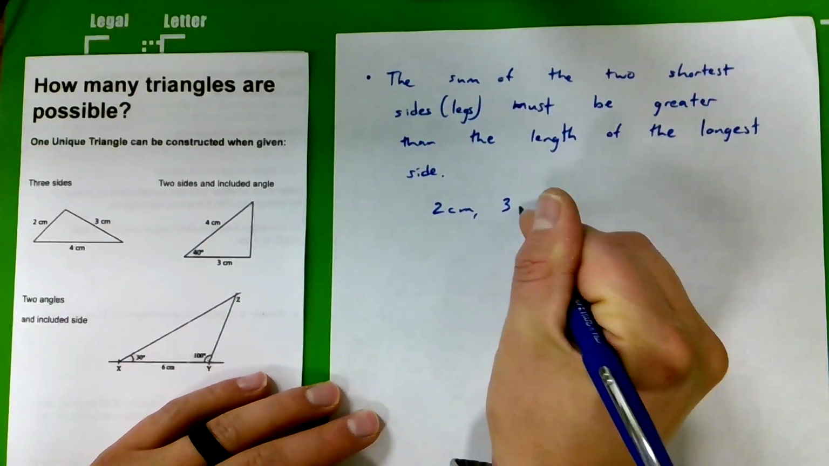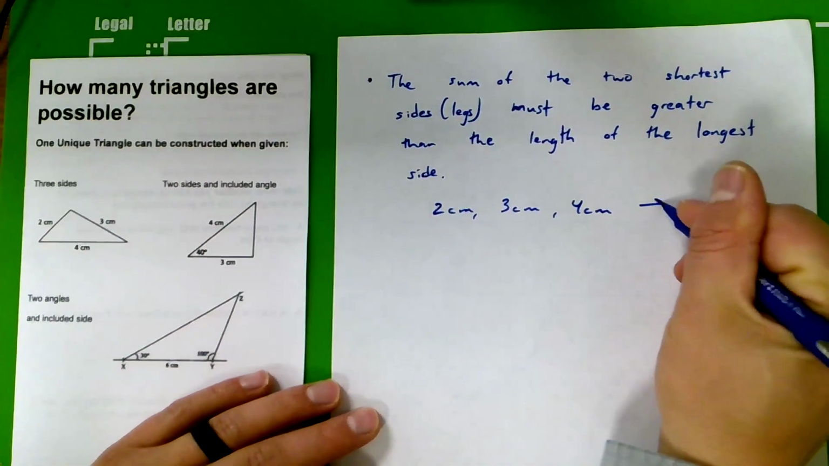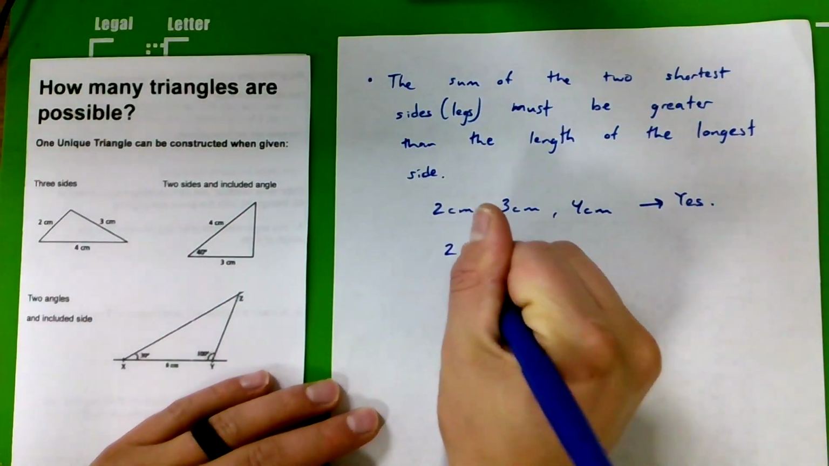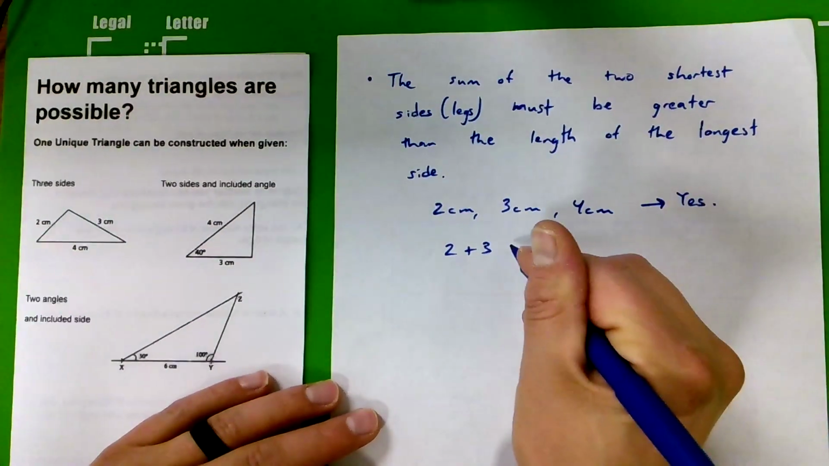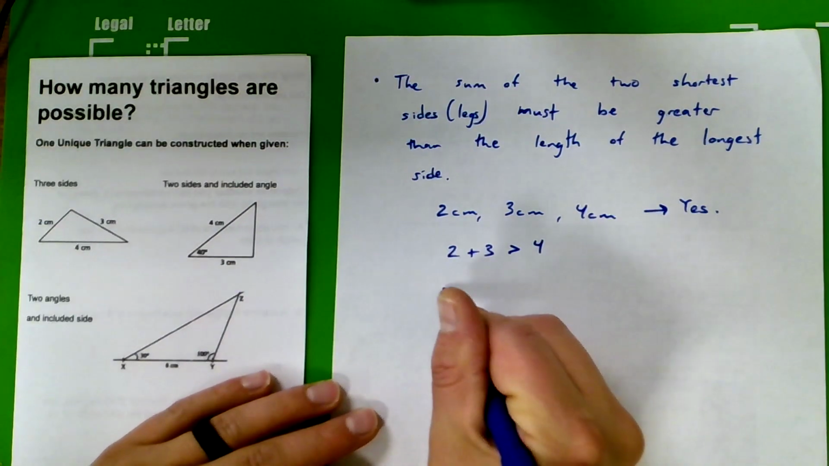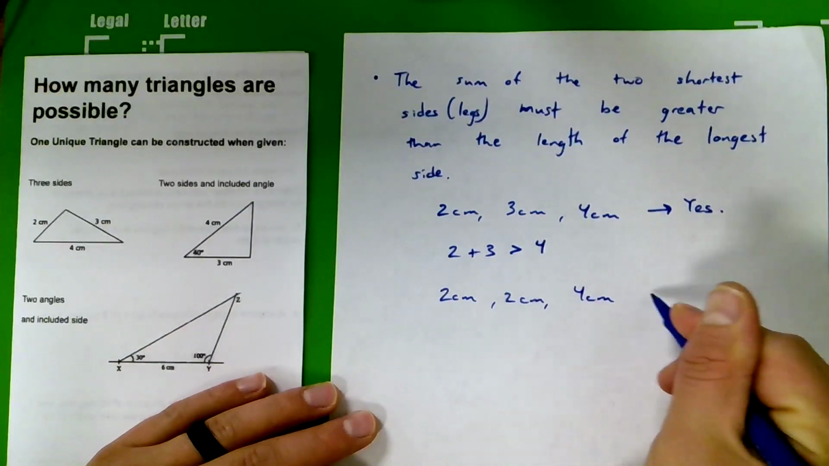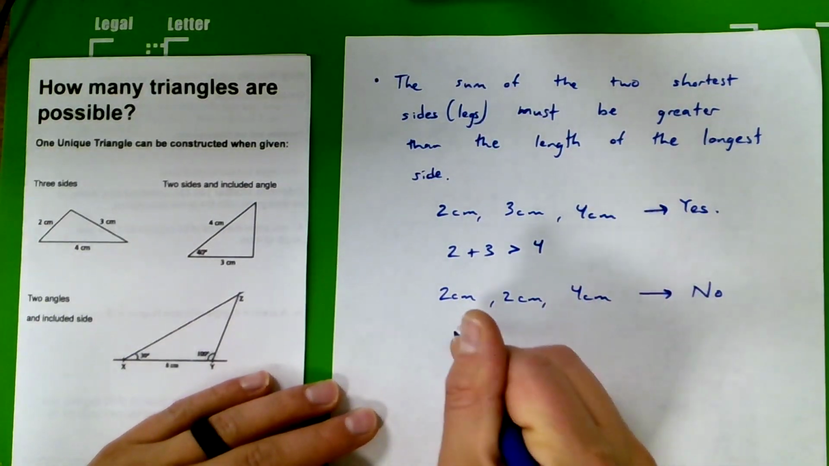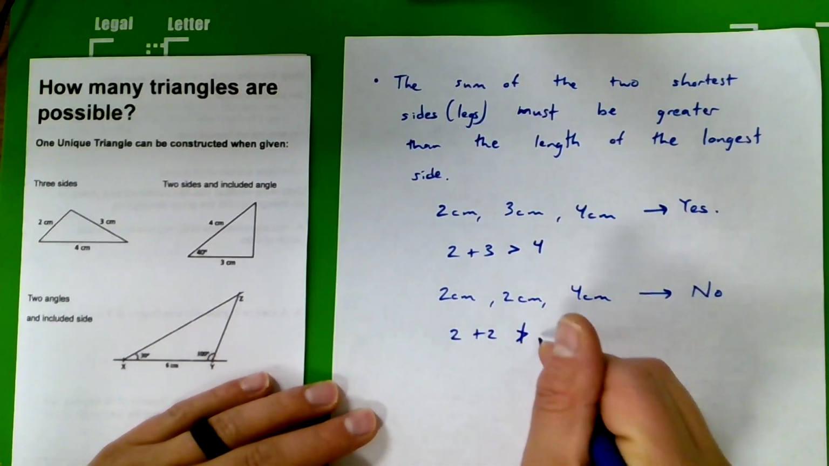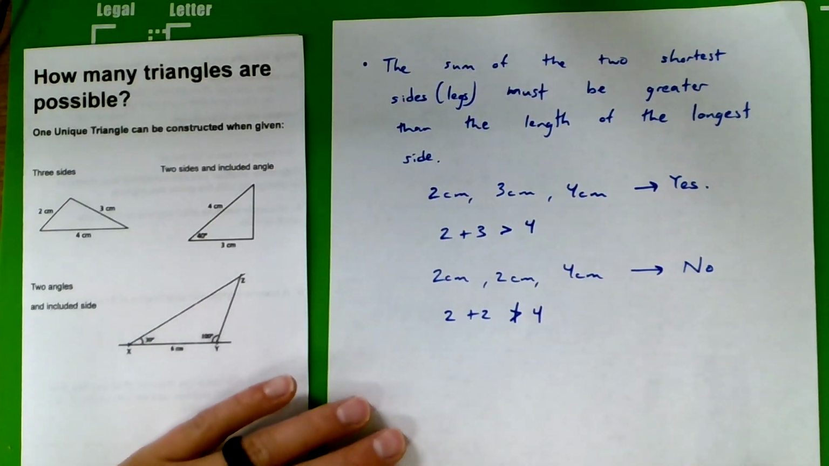Okay, so for example, if somebody told you there's a triangle that has side lengths of 2 centimeters, 3 centimeters, and 4 centimeters. Yes, that can make a triangle because 2 plus 3 equals 5, of course, and that is greater than 4. However, if it was something like 2 centimeters, 2 centimeters, and 4 centimeters, that would be no, because 2 plus 2 is not greater than 4. It's equal to 4, but that's not greater than, and it would not make a triangle.